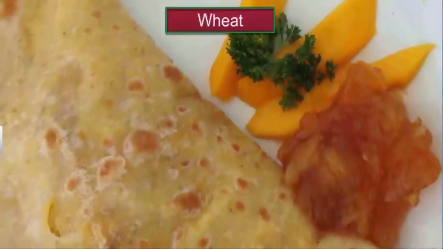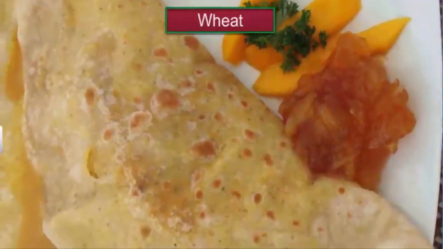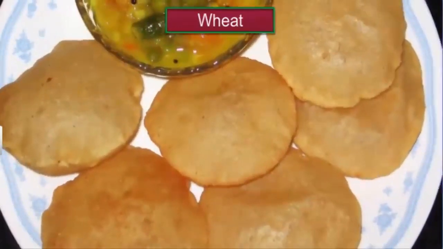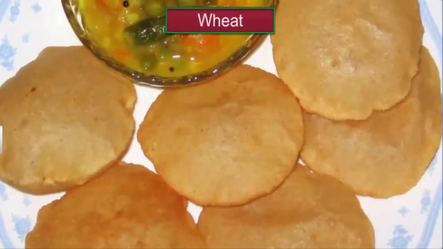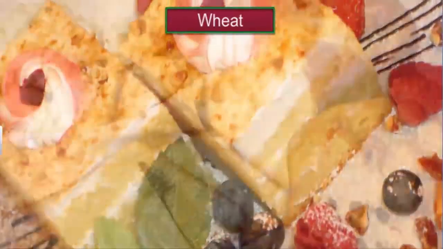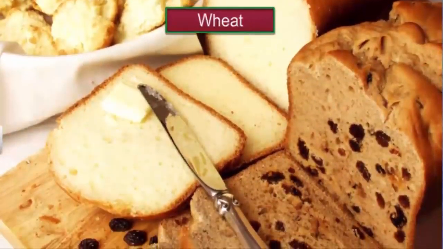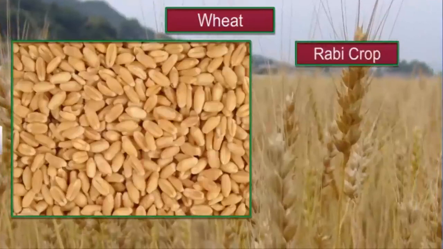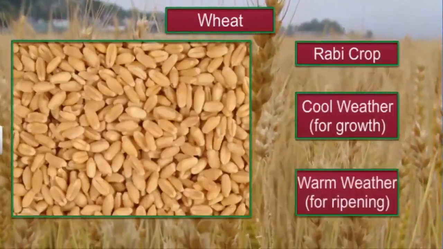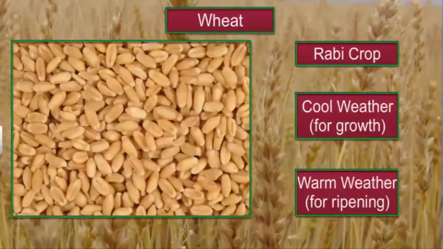The rotis and mouth-watering puris and kachoris of North and Northwestern India, and the delicious biscuits, cakes, and bread that you eat are made from wheat or wheat products. Wheat is a rabi crop that requires cool weather for growth and warm weather for ripening with 50 to 75 centimeters of rainfall.